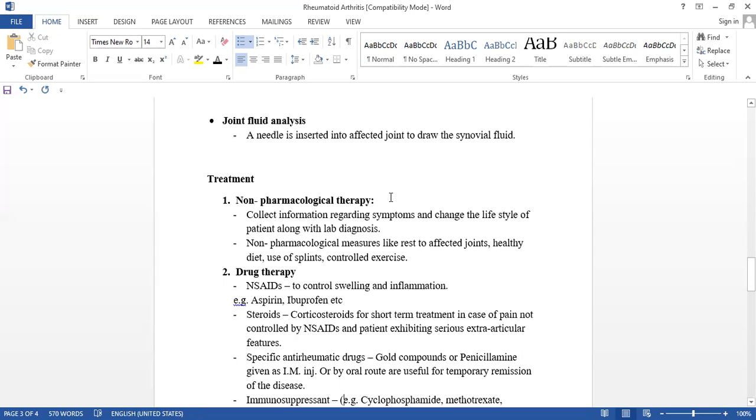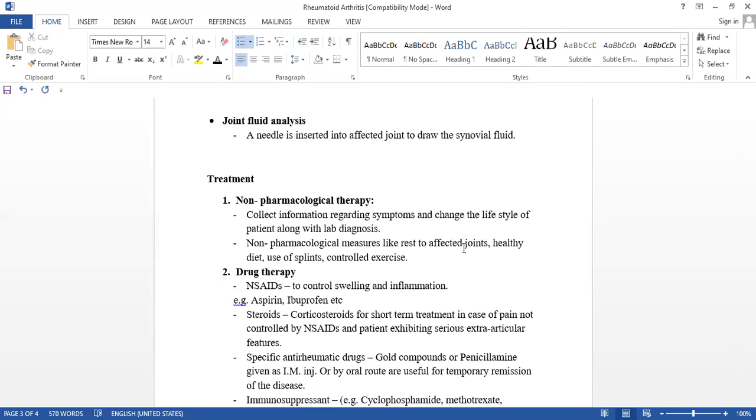With the proper diet, vitamin D deficiency is there, so take vitamin D by taking sun bath. Collect the information regarding the symptoms and change the lifestyle of the patient along with the lab diagnosis. Non-pharmacological measures like rest to affected joints. We have to give rest to the affected joints.